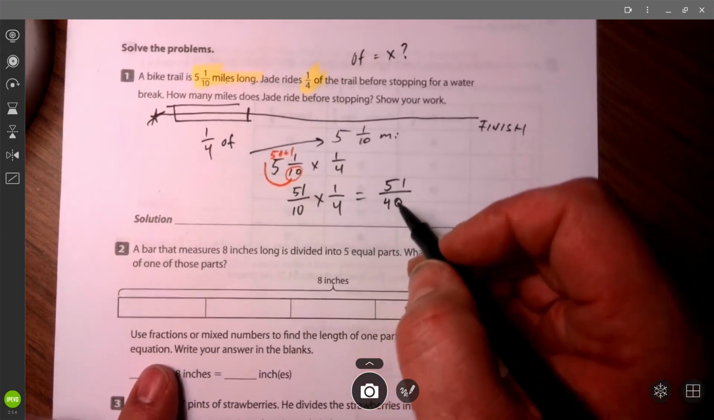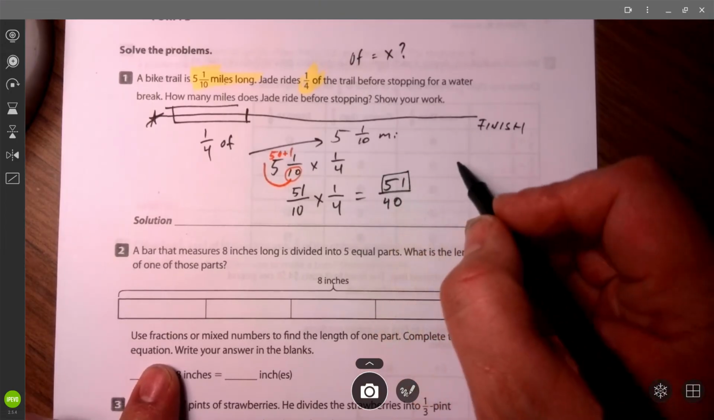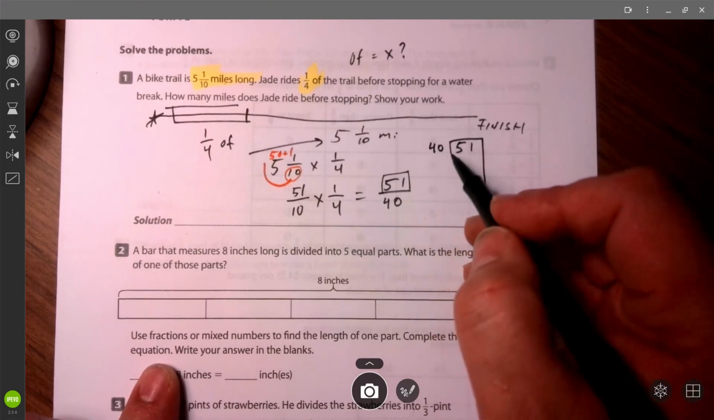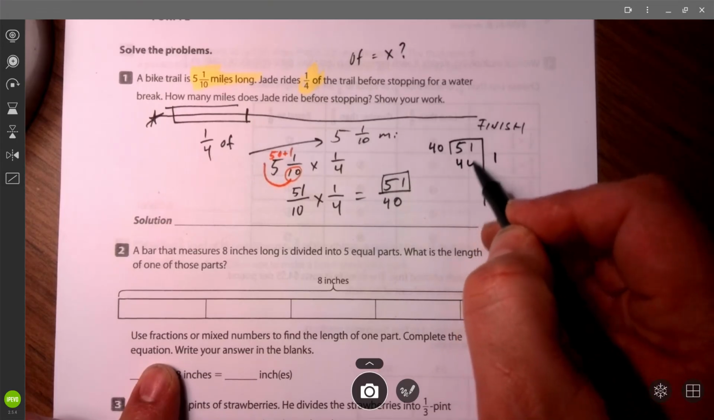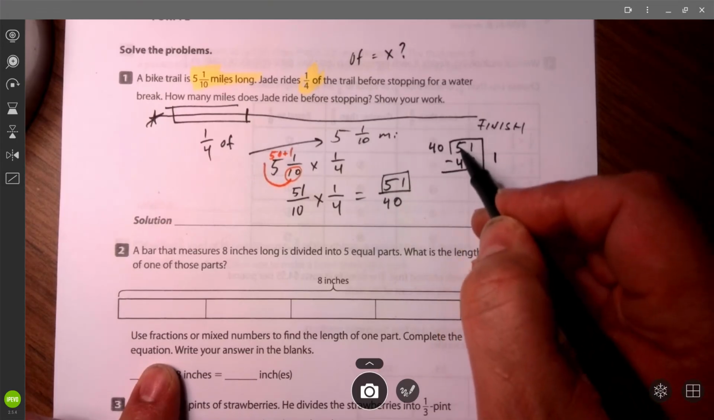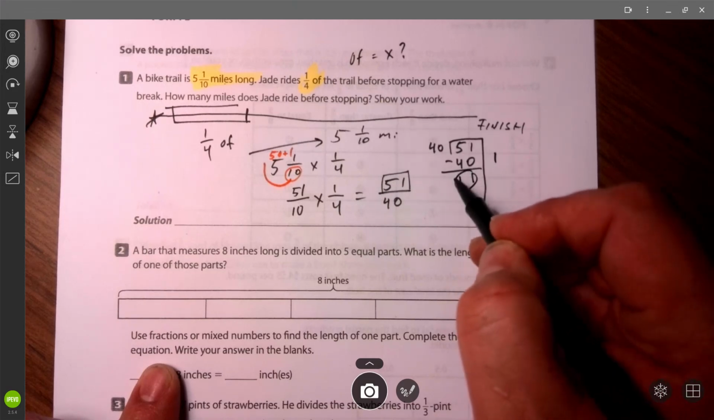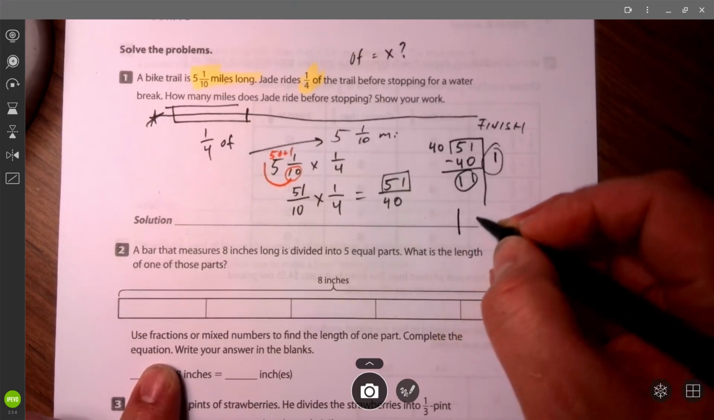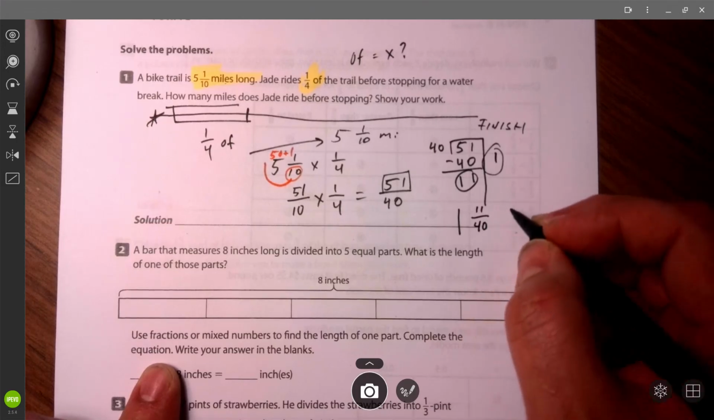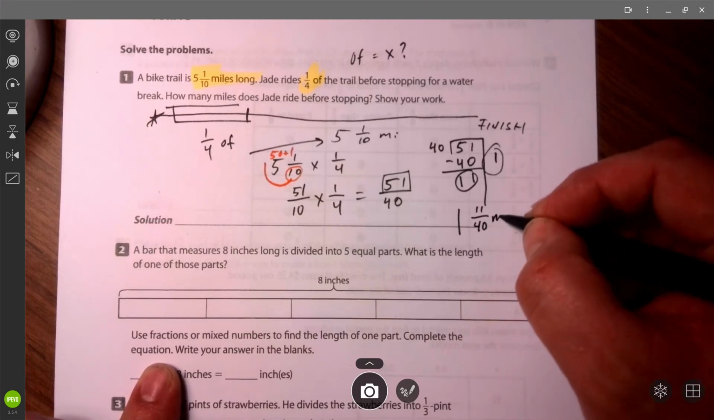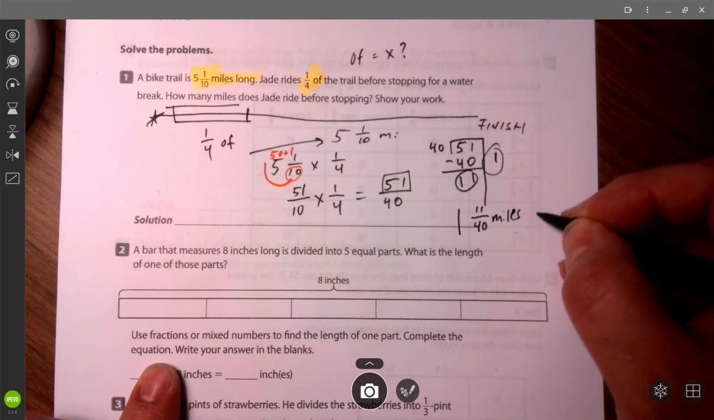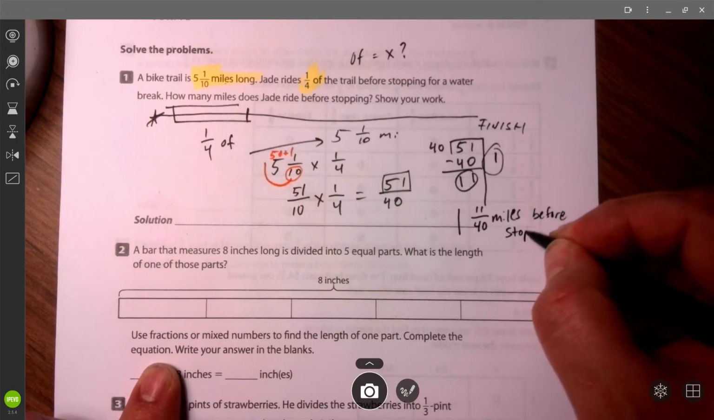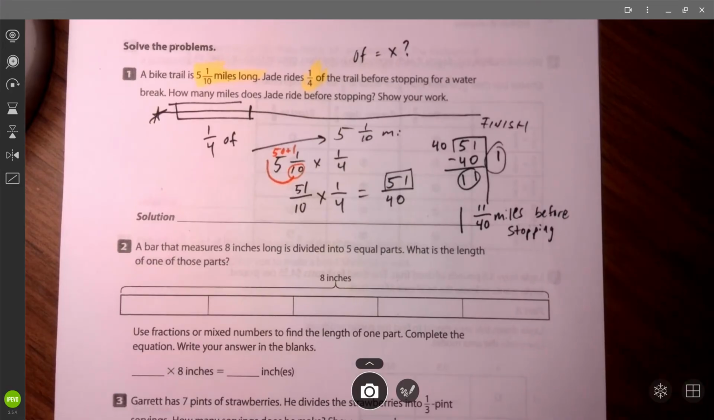Improper fraction here, so I need to convert. Remember, this right here always goes underneath the bracket. 51 divided by 40. I don't need to do a divisor table because I know that's only going to be one time. 1 take away 0, 5 take away 4. The 11 is smaller than 40, so that becomes a fraction. There's our whole number. So 1 and 11/40 is going to be our answer, miles before stopping to drink water. I was just seeing if that's what it was asking.